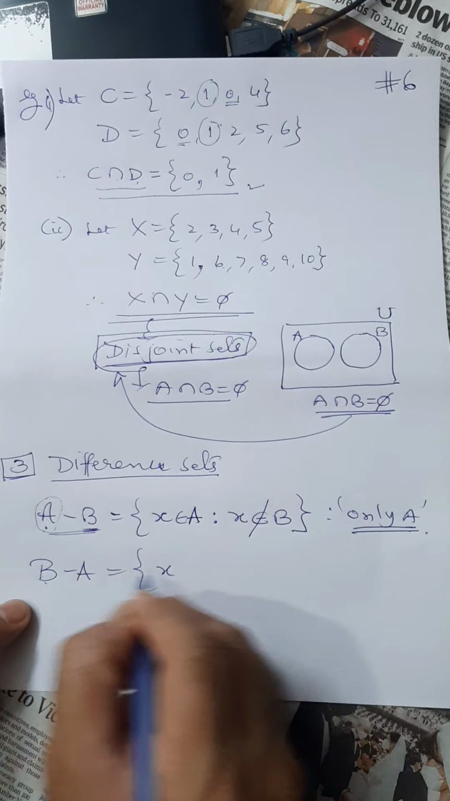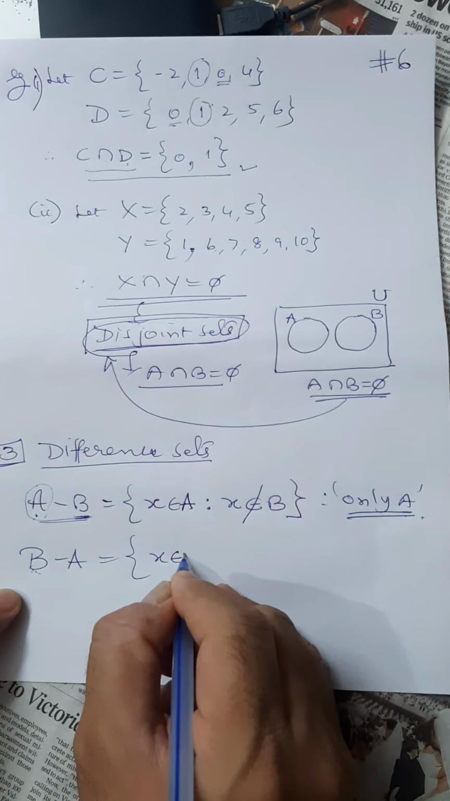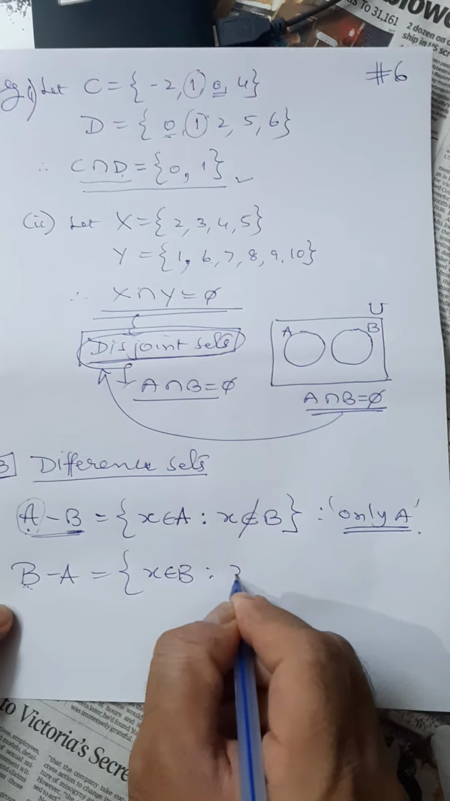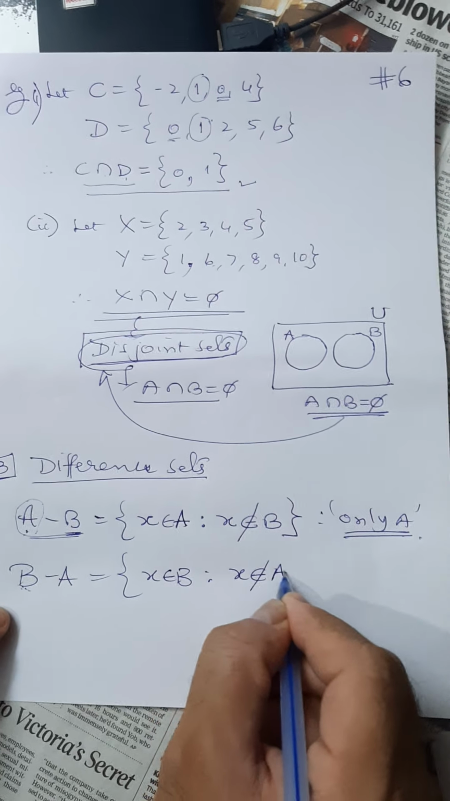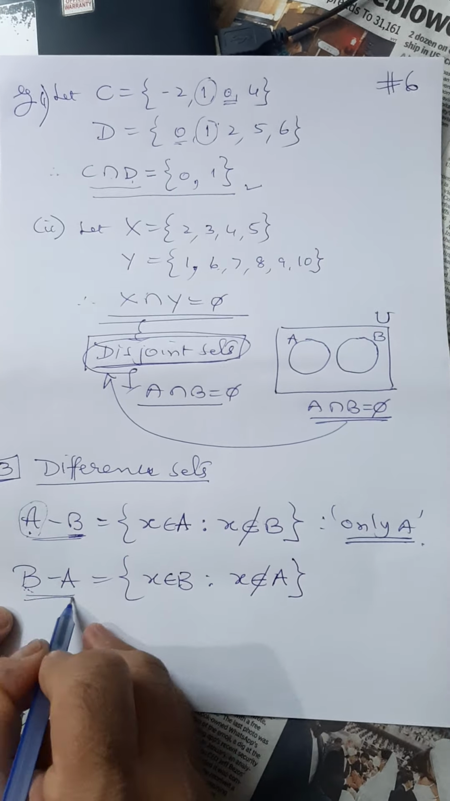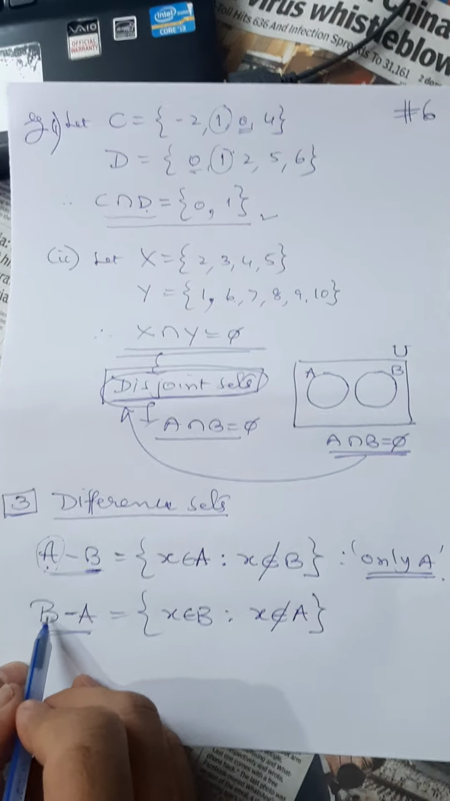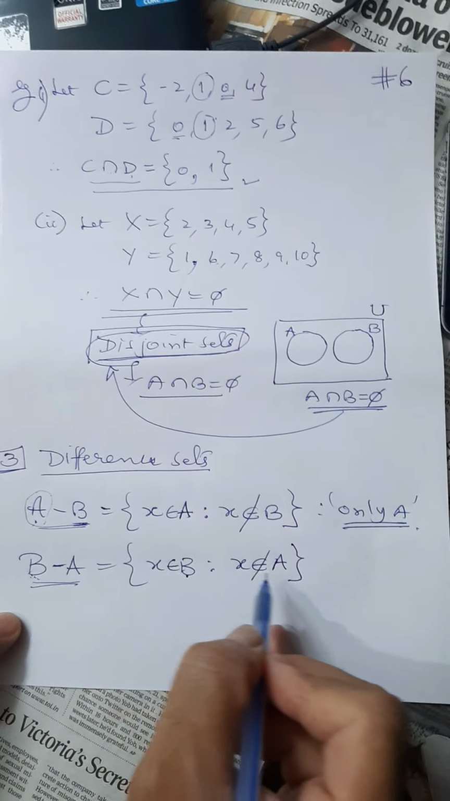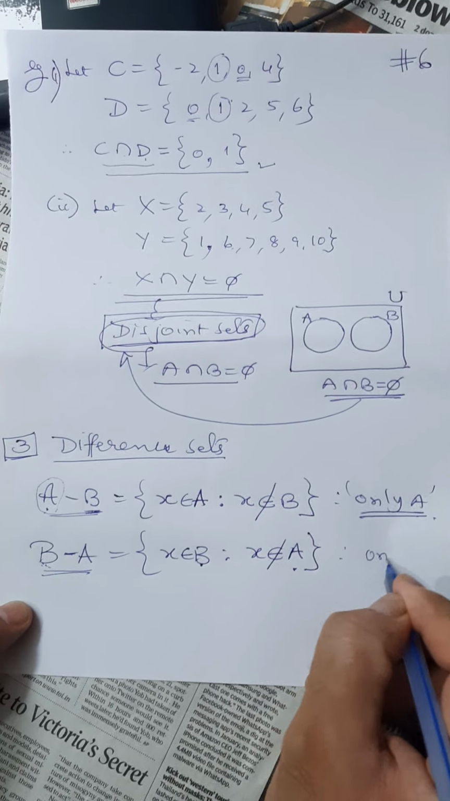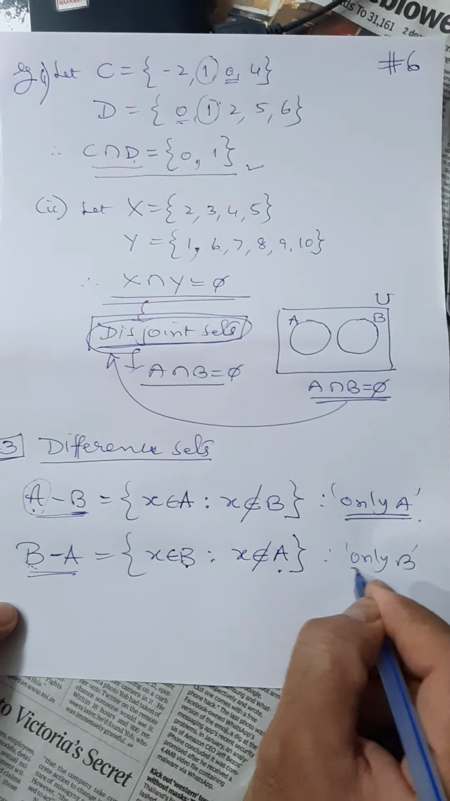Similarly, you can write B difference A also. All members of B which are not present in A. That's called B difference A. It is not our simple subtraction, remember. All members of B which are not in A. This is sometimes called only B. These are the two difference sets.